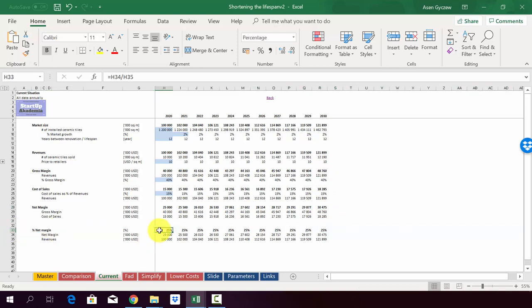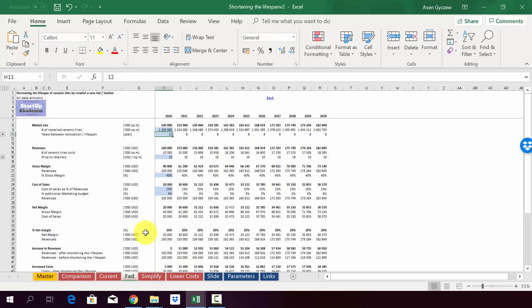So this is the current situation, and in the next lectures, we'll discuss ways in which you can boost sales by shortening the lifespan. We'll look at three methods: fad, simplify, and lower costs. So let's have a look at the first way to shorten the lifespan of our product.